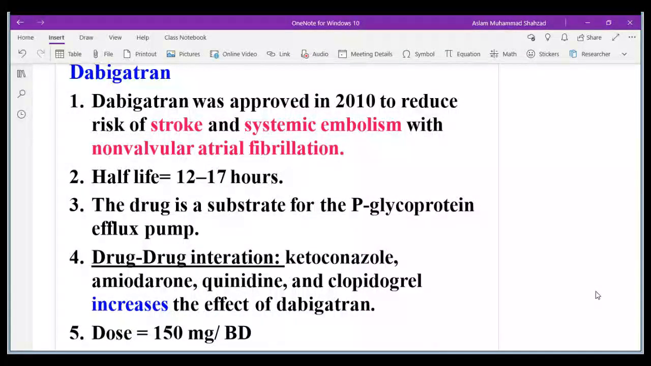Dabigatran is an oral direct thrombin inhibitor that was approved recently, in 2010, to reduce the risk of stroke and systemic embolism with non-valvular atrial fibrillation, having a half-life of 12 to 17 hours. And we mentioned that the drug is a substrate for the P-glycoprotein efflux pump. So let me explain this.